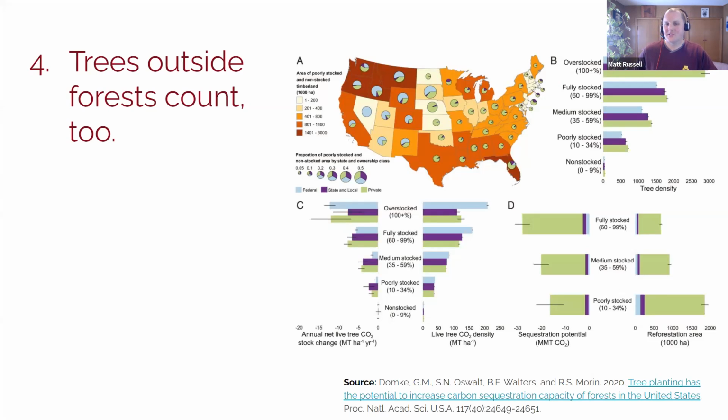I do want to point you to this great paper that came out last year, looking at, if we do plant lots more trees, where should we plant them? This paper by Grant Domke and his colleagues really looks at, what if we took a look at some of these understocked areas? Is there an opportunity there to look at our understocked forest to potentially plant more trees? So that's a great resource to think about more strategically, more tactically, where we might put these efforts into tree planting.